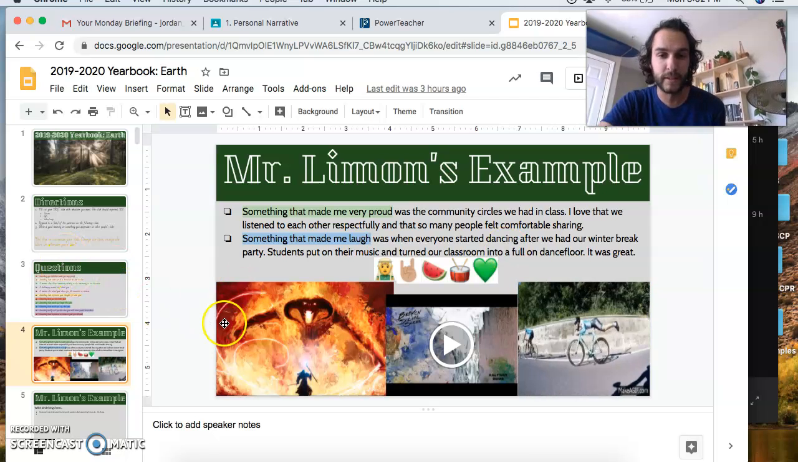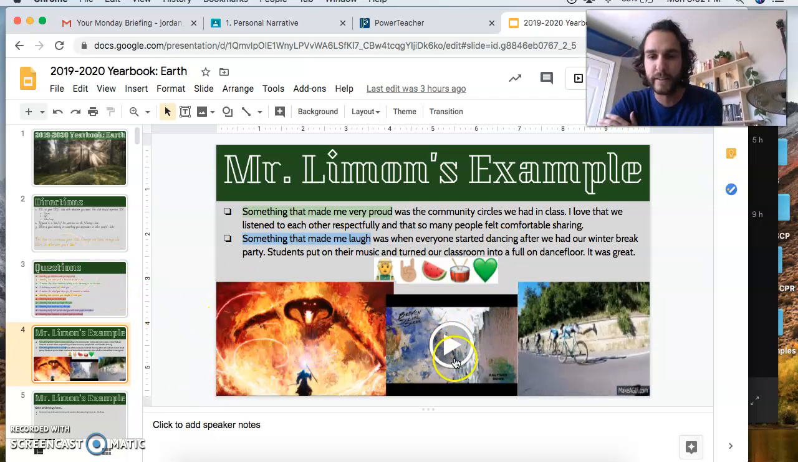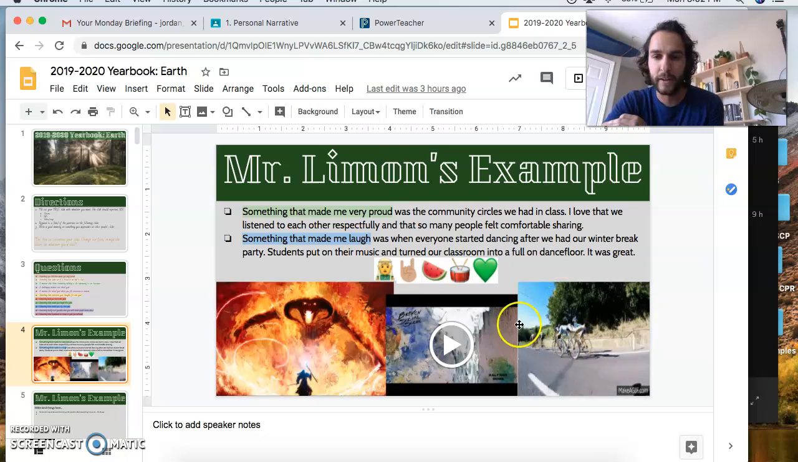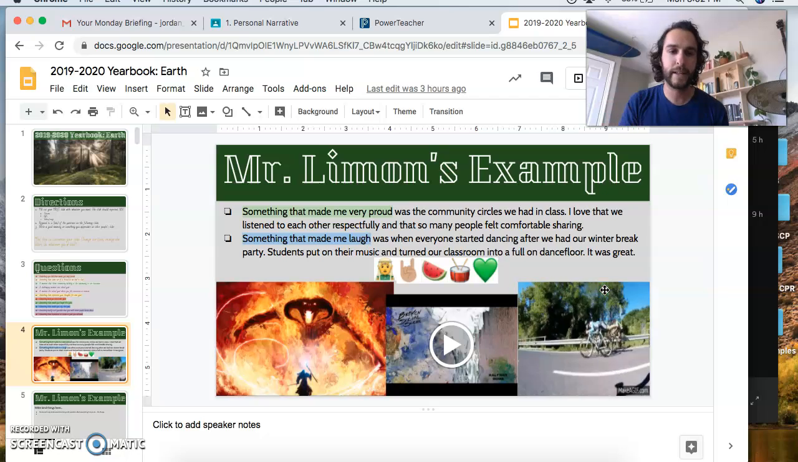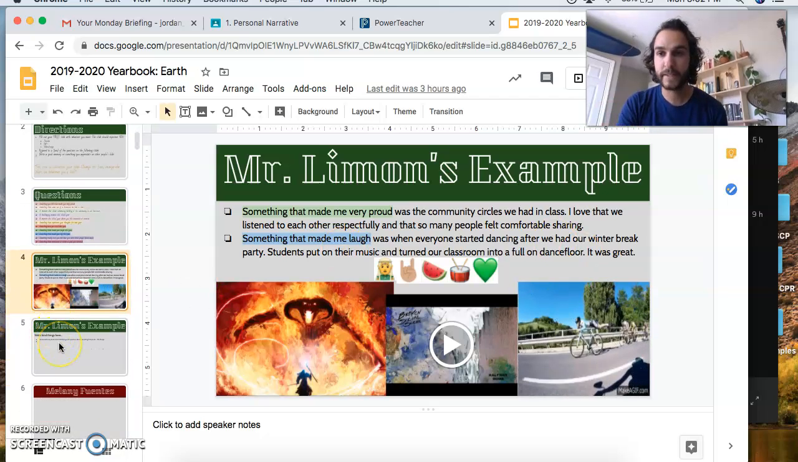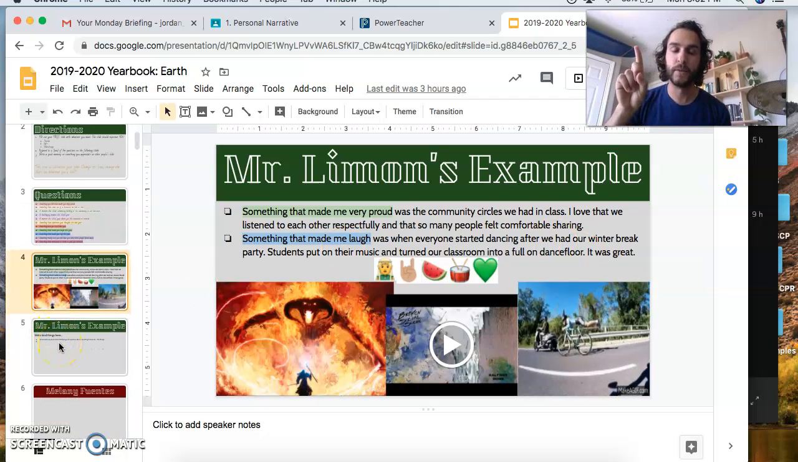So this is what my page looks like. I have a picture of Lord of the Rings. I have a song that I like, and I like to cycle. I've been doing that a lot, so I found a GIF of cycling, and then I just spiced it up with some emojis because I like those emojis. But this is my first slide. This is the one that I get to edit.